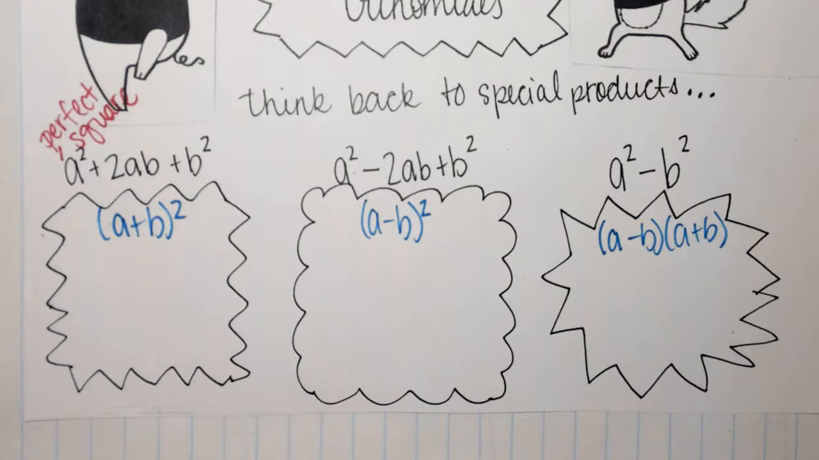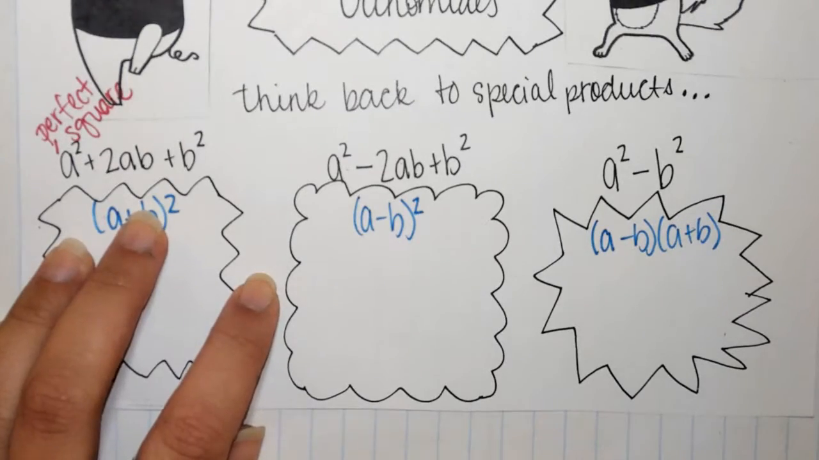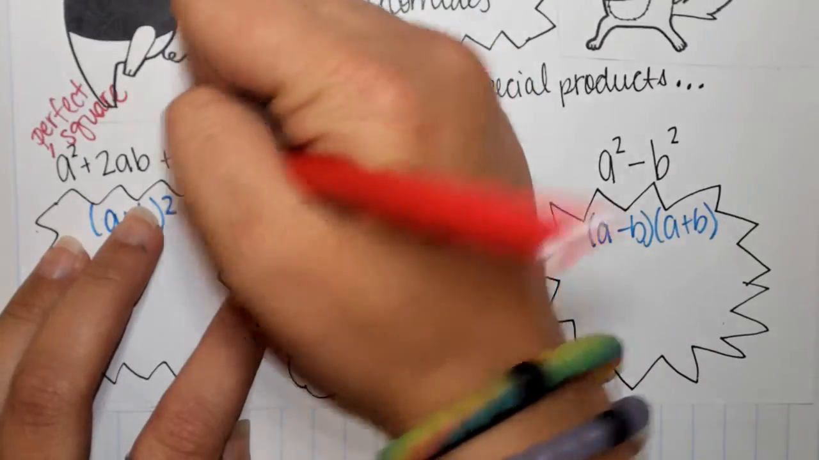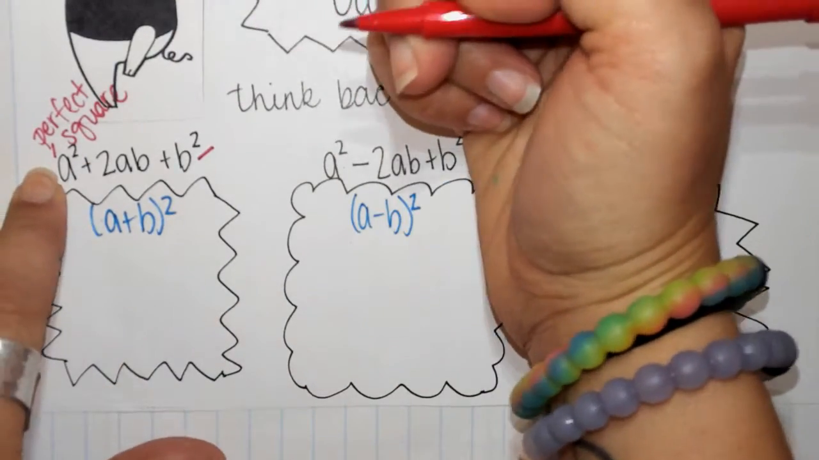Like 4. 4 is a perfect square because if you take the square root of 4, what do you get? 2. Alright, what about 9? Is 9 a perfect square? Yes. What's the square root of 9? 3. What about 16? 4. What about 25? 5. What about 12? Is 12 a perfect square? No. You can't take the square root of it and get a whole number. That was a trick question. Alright, so the first term has to be a perfect square.